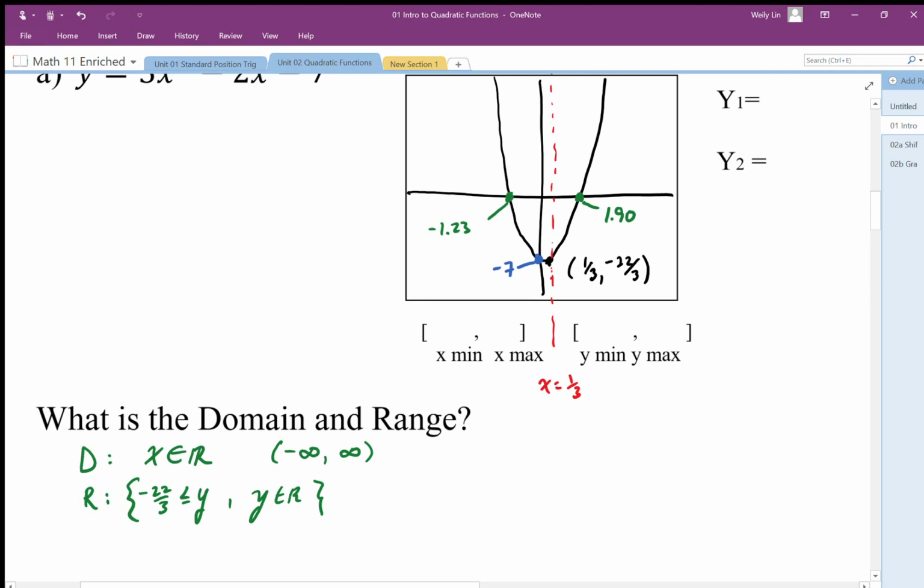Okay, but if we were to use the proper notation for this, we'd use these nice little brackets and all that. So in fact, if we were to write this properly, maybe I should write this out properly. It would be y, and then y is greater than or equal to negative 22/3, and y is an element of all real numbers. We start using this interval notation, and it's going to look like this. Okay, so that square bracket means it's equal to this endpoint, and then it goes all the way up to infinity.